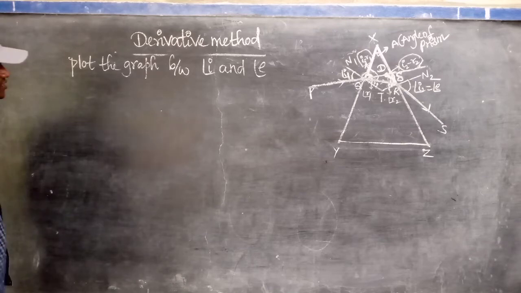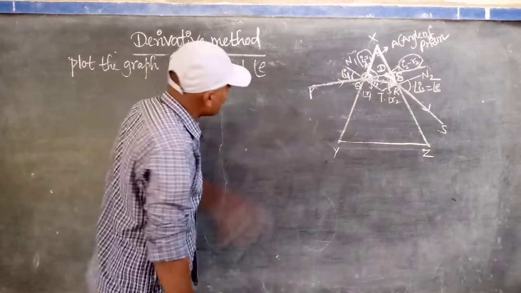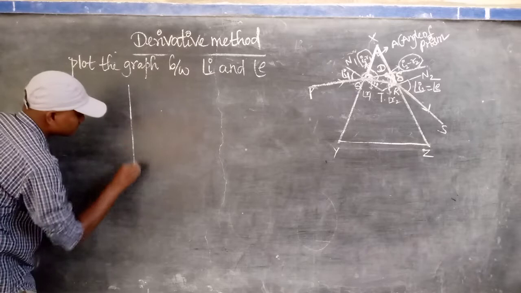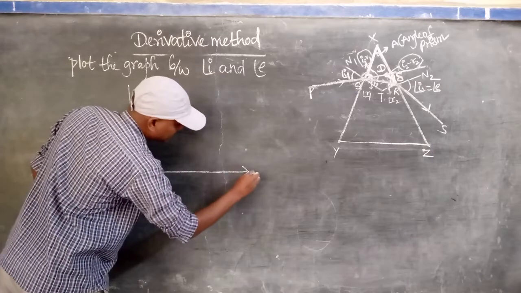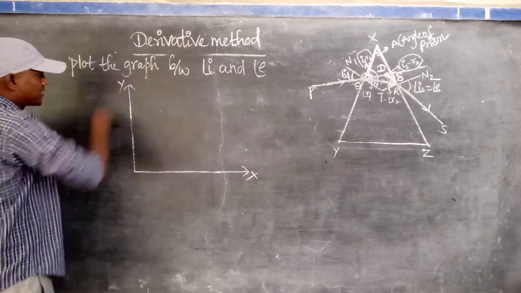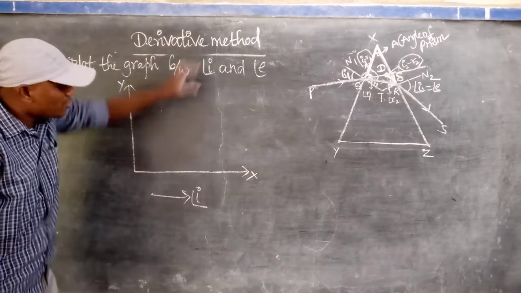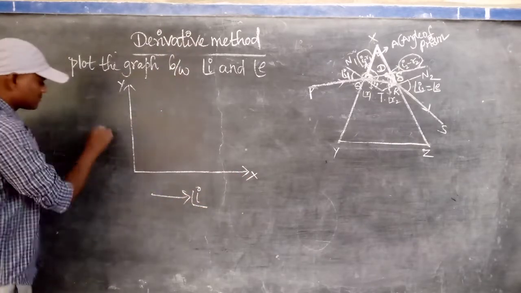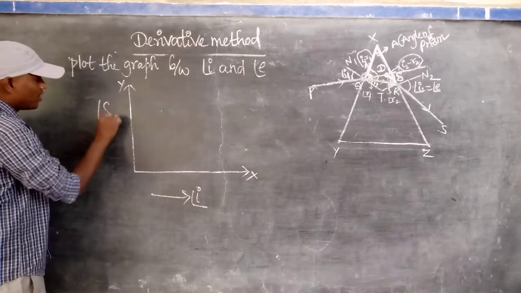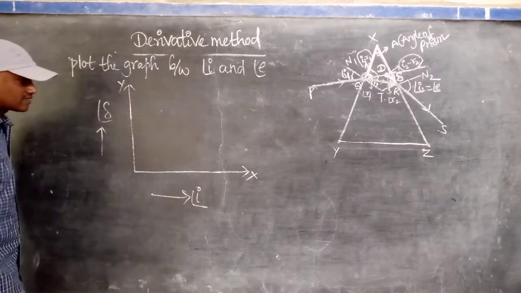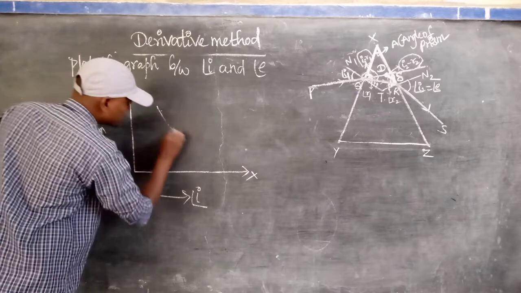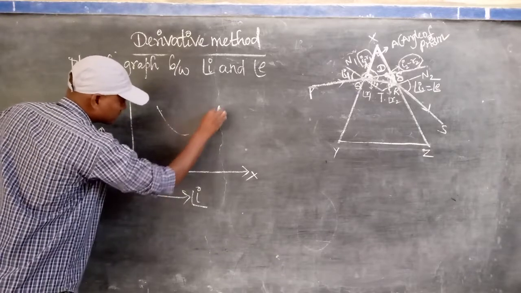Angle of incidence we have taken on which axis? I said very clearly: it is the x-axis. The angle of deviation is the y-axis. Angle of incidence we take on the x-axis, angle of deviation we take on the y-axis, and the graph becomes a curved shape.